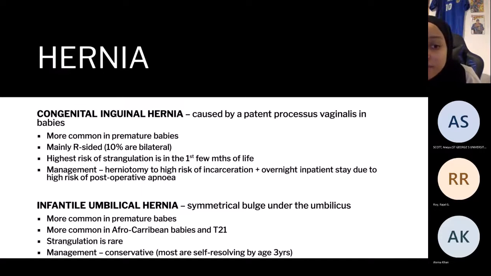And the other one is an infantile umbilical hernia. I'll show you images on the next slide. This is where you have a bulge under the umbilicus, and it's symmetrical. It's quite common in Afro-Caribbean babies and also those with Down syndrome. Strangulation is very rare in these ones, and they usually resolve by the age of 3. So you'd monitor it and see.